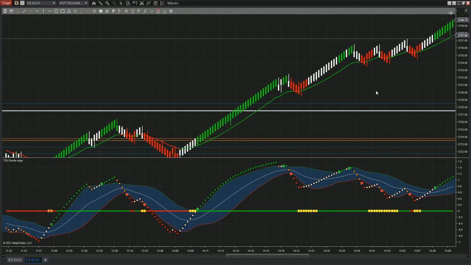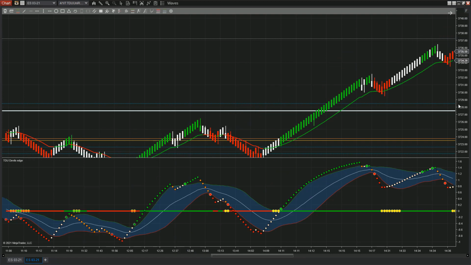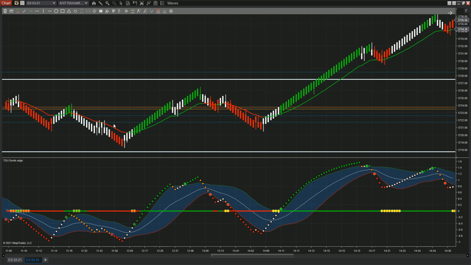Well, it's about 2 o'clock in the afternoon where that big upside move happens. Right? It doesn't matter that it's reduced volume here. The same phenomenon happens day in, day out. So that's one way to trade it.